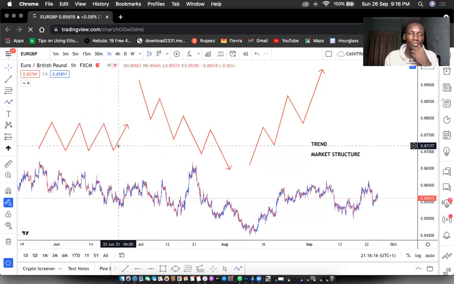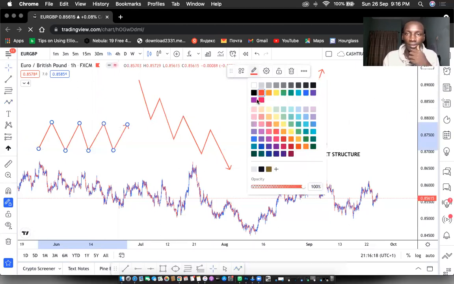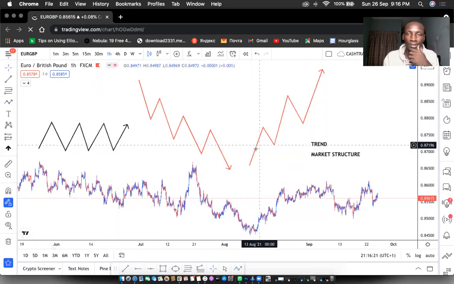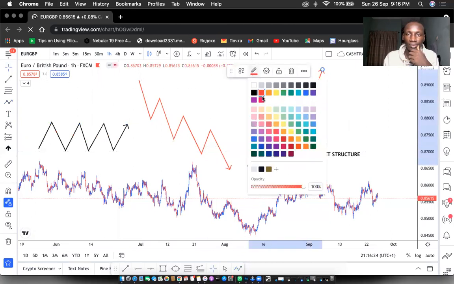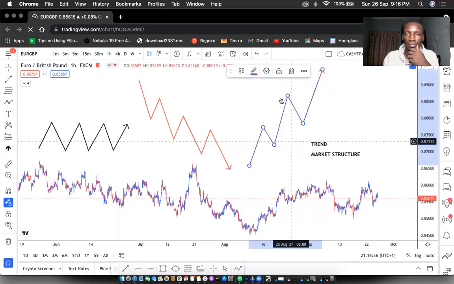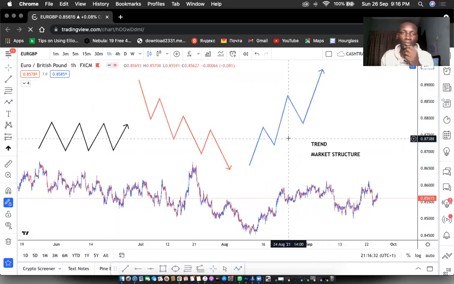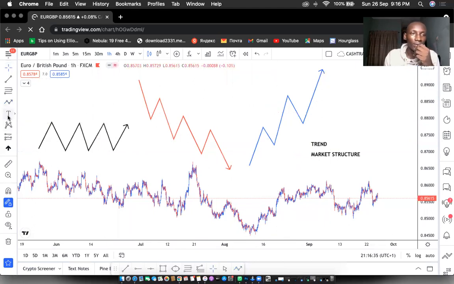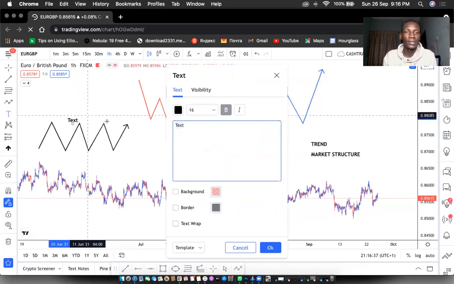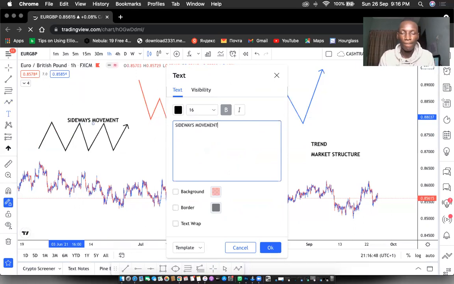Okay. So now let me make the consolidation black. Make this blue. Okay. Now, this right here is what we call sideways movement, aka consolidation.